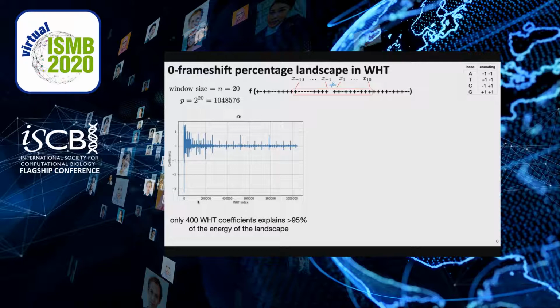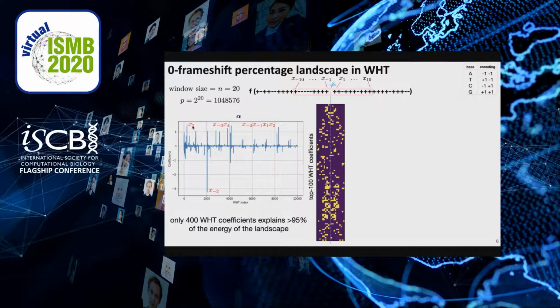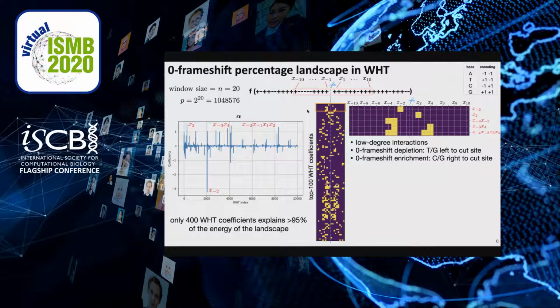To better visualize these coefficients, I zoom into the first 10,000 coefficients and display the monomials each coefficient corresponds to. For example, the highest coefficient corresponds to x minus 2, the next one is x2. I also plot the top 100 WHT coefficients in this table, where each row corresponds to one monomial. And the yellow dots correspond to the active variables in each of the monomials. So if I zoom into the first 5 rows of this matrix, what we can see is that the top 2 monomials correspond to x minus 2 and x2.